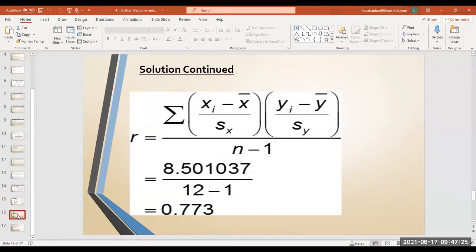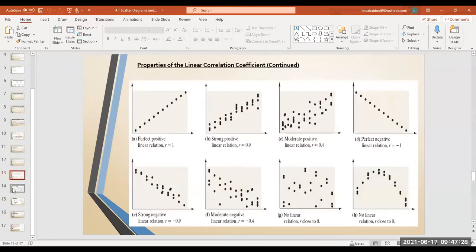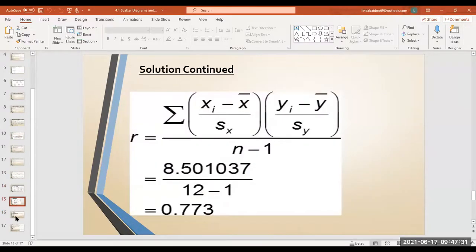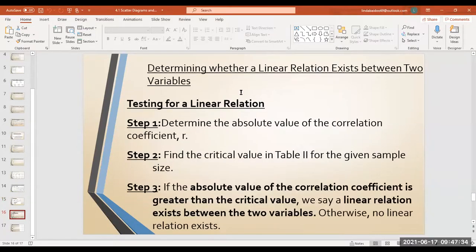After you have gotten your R, sometimes we'll be asked to do some tests, and that test is to determine whether a linear relation exists between the two variables. The R that we found was just telling us the direction and the strength. We are testing for linear relation. So to test for linear relation, we need our R first.